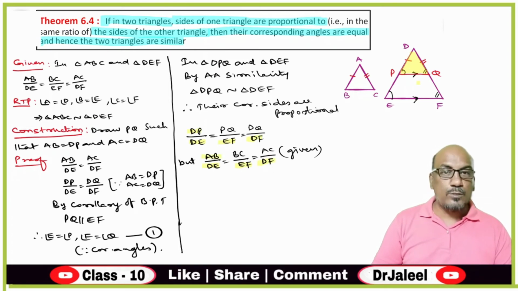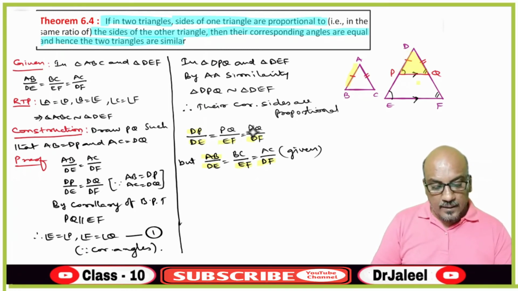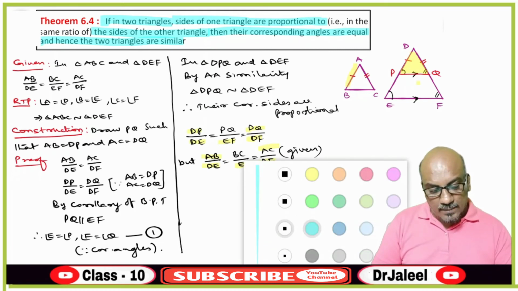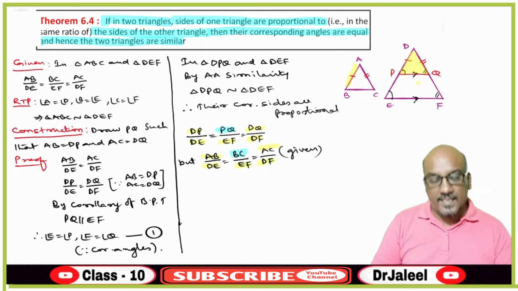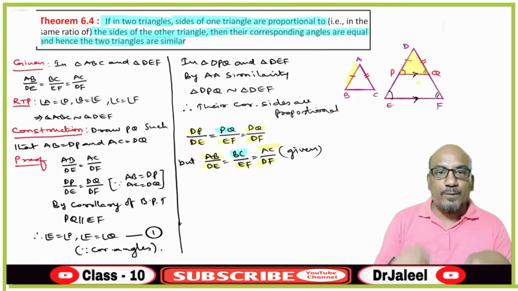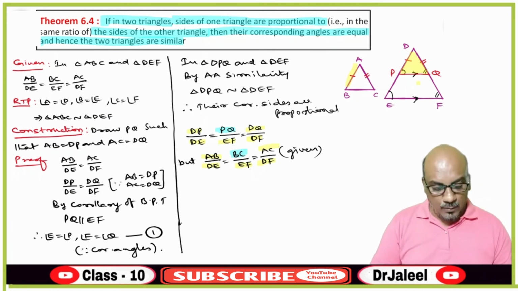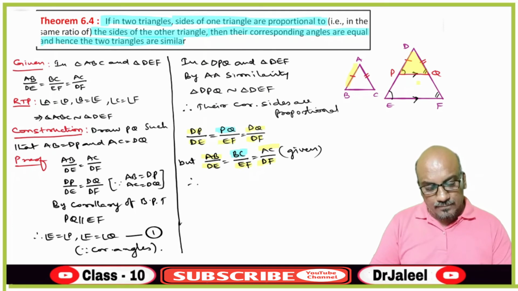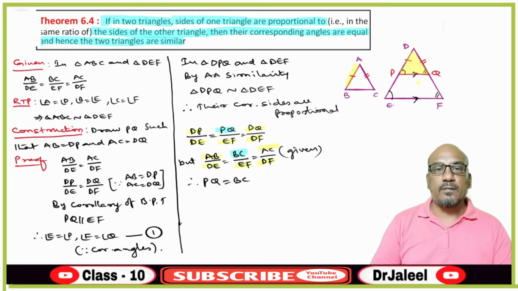DP and AB are also equal. Why? Because we have taken AB and DP both equal, because we have constructed it that way. DQ and AC are also equal. So when all are equal, then what is missing? These two are missing, PQ and BC. So children, when all are equal, then these two must also be equal. So you write, therefore PQ must be equal to BC.